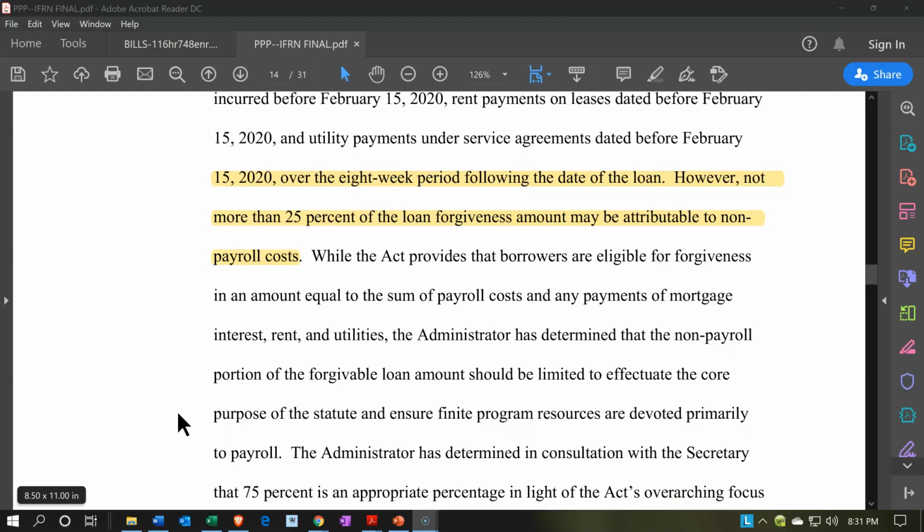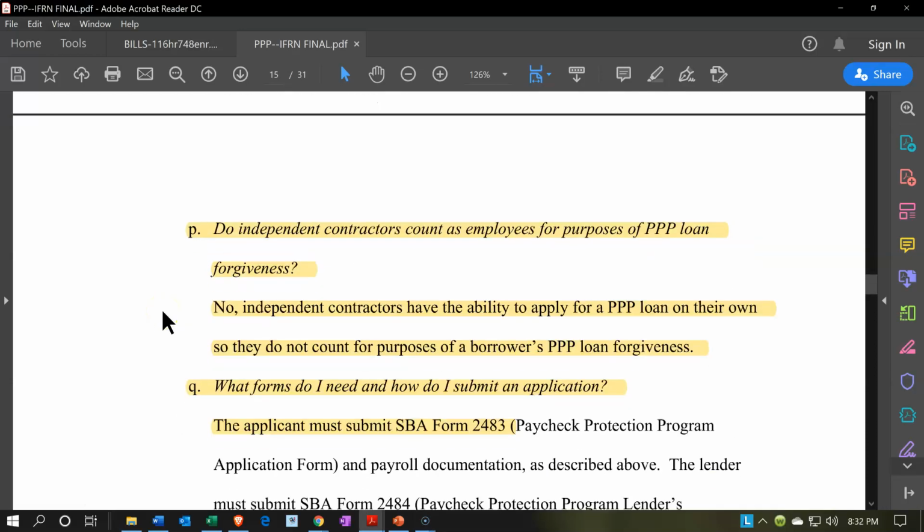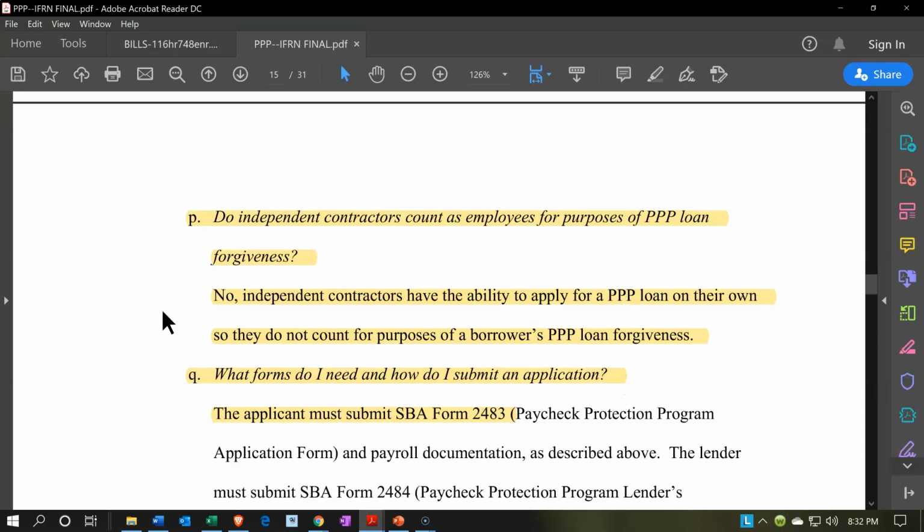But in any case, so then moving on to item P down here, do independent contractors count as employees for purposes of the PPP loan forgiveness? And so pretty much the same question, some principles involved here. So the independent contractors, do they count if I pay the independent contractors? Now we're not talking about for the qualification of the loan, but for the forgiveness, same principles apply. So you get the same result. No independent contractors have the ability to apply for a PPP loan on their own, so they do not count for purposes of borrower's PPP loan forgiveness.